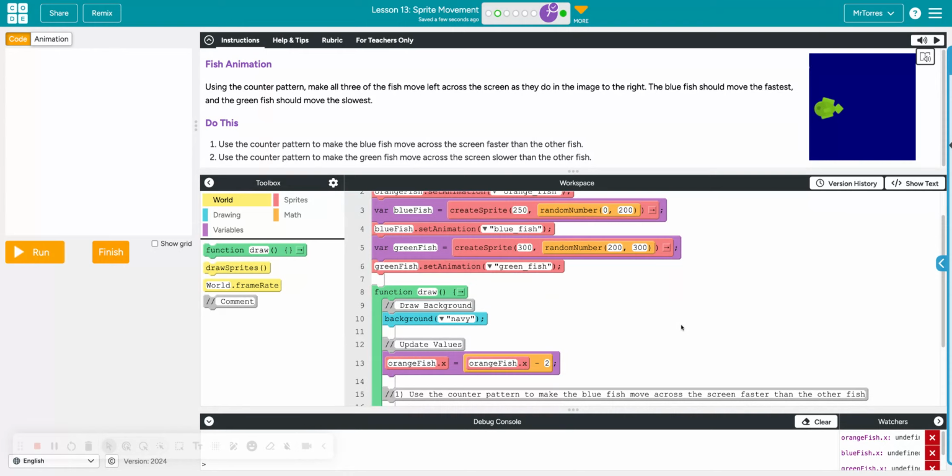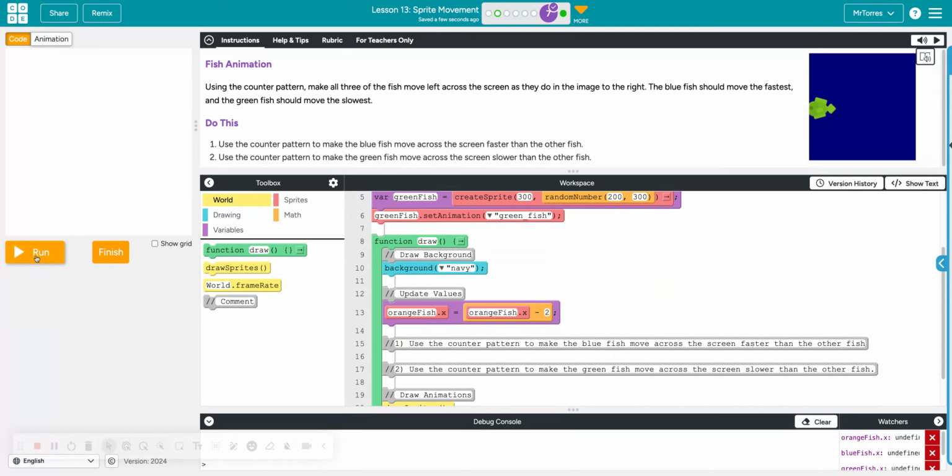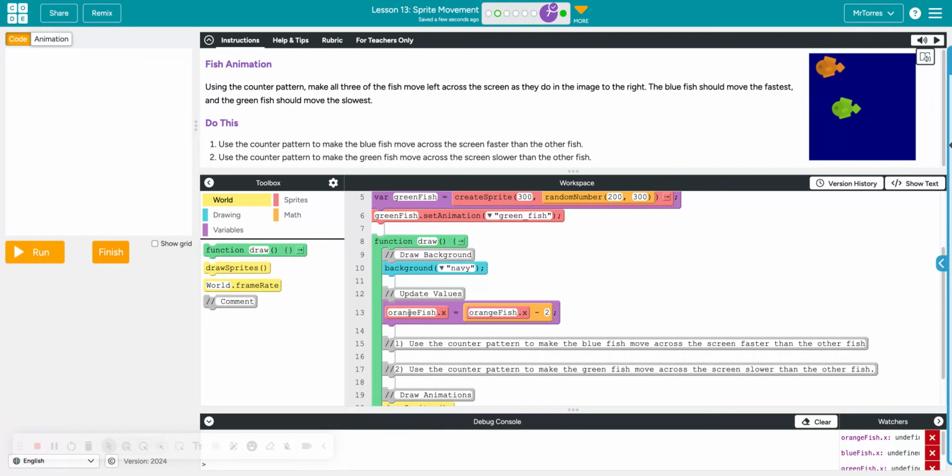Now, I'd like for you to look at this code here, and let's see if we can find the code that is actually making the orange fish move. Where's the code that's making the orange fish move to the left? Now, if you said line 13, then you are correct. This right here is the counter pattern, right? So we're taking the orange fish's x value, and we're decreasing it by 2 every loop of the draw function. So every time it's going to change by 2.